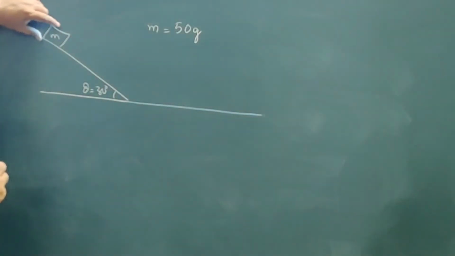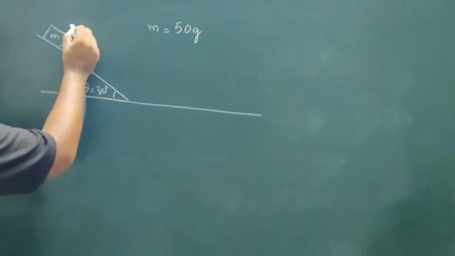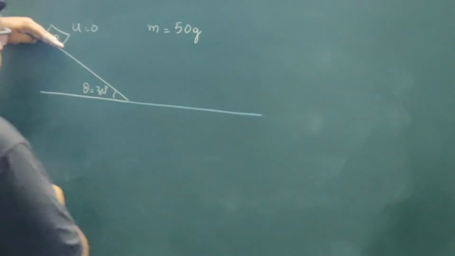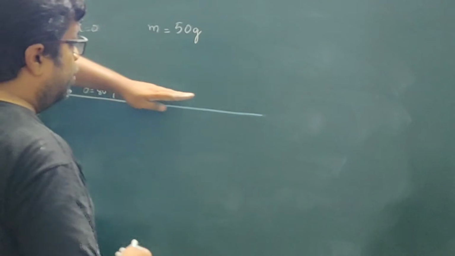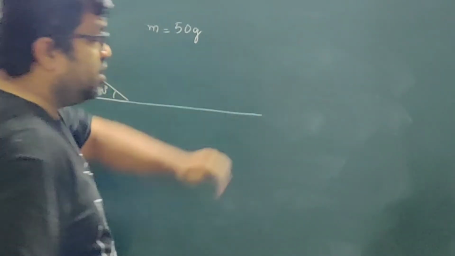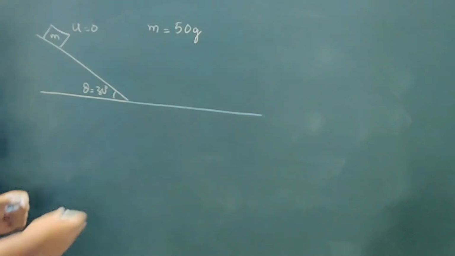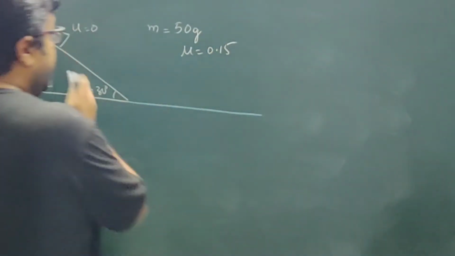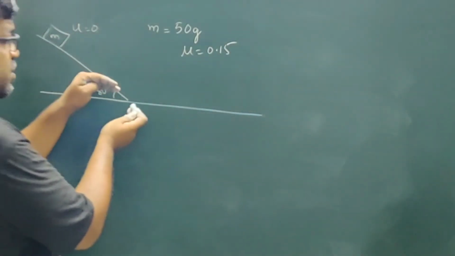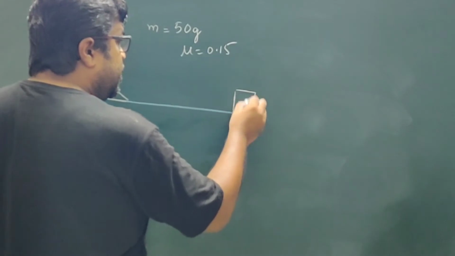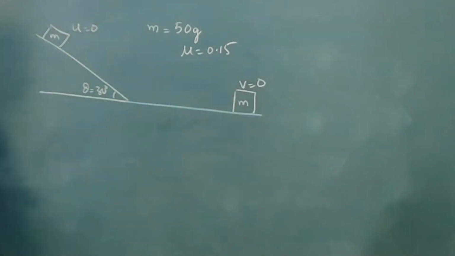This block starts with 0 initial velocity. It comes down the inclined plane, and then it moves along the horizontal surface. Both this inclined plane and the horizontal surface are rough, so there is friction. The coefficient of friction is 0.15. Because of this friction, it slides down, moves on the horizontal surface, and finally stops here. So final velocity is also 0.